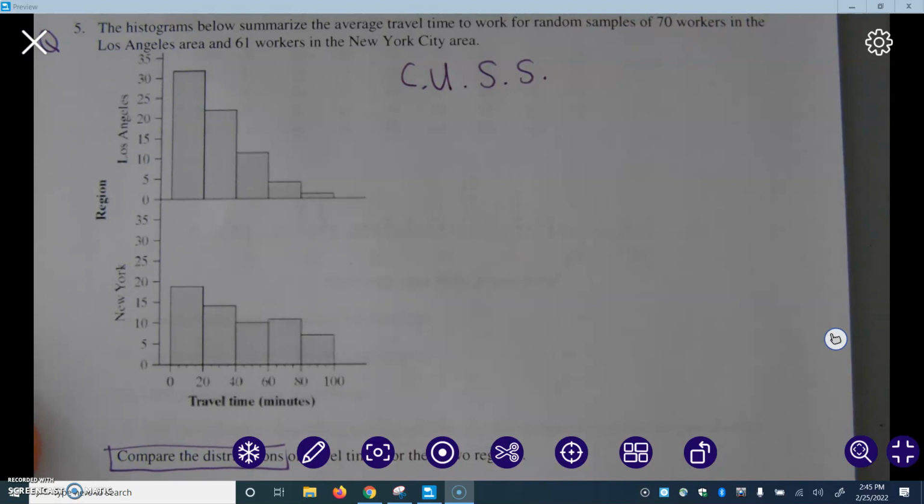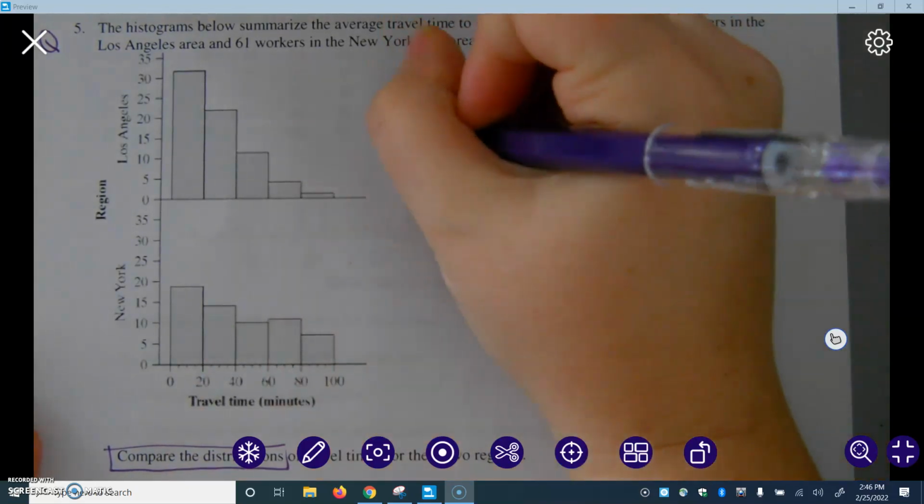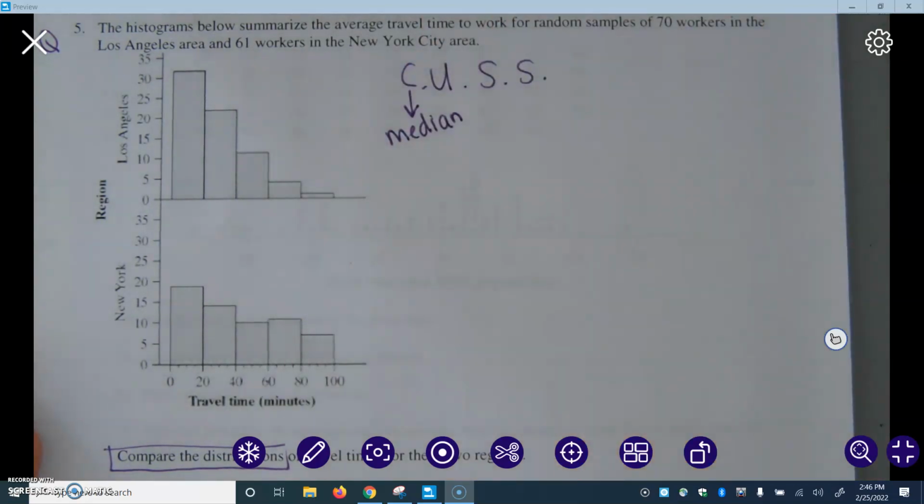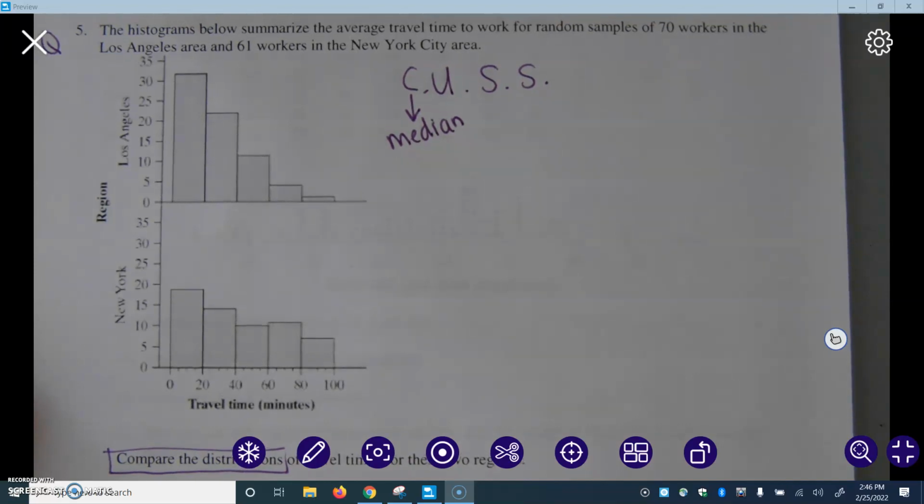So we can estimate the median from a histogram, but I would stay away from mean. We do not know the exact values, so the mean would not be accurate to calculate. On a dot plot, you can do the mean. On a stem and leaf plot, you can do the mean, but not on a histogram.